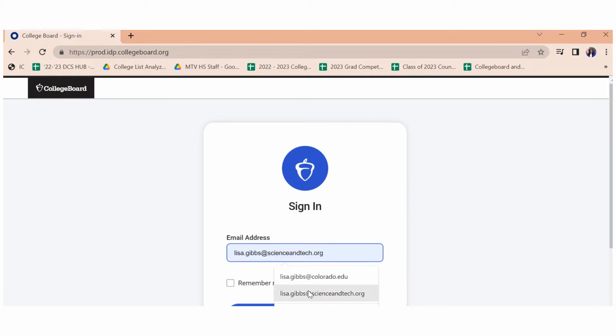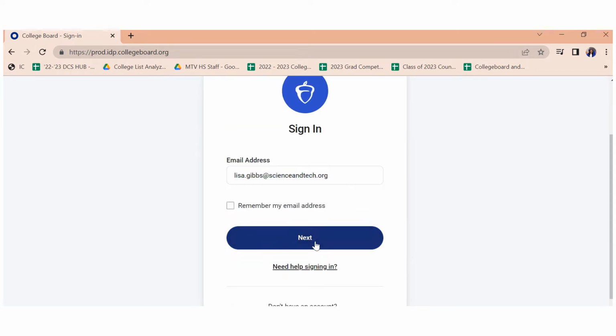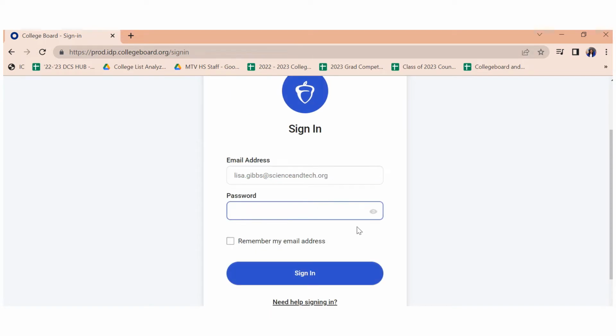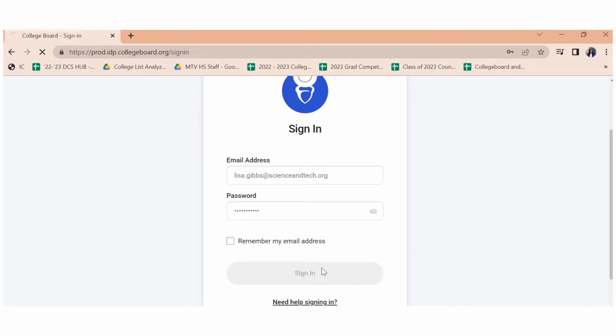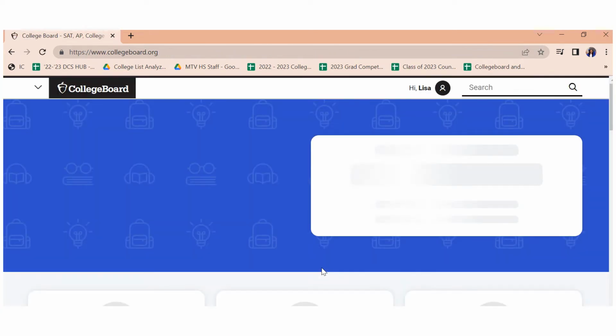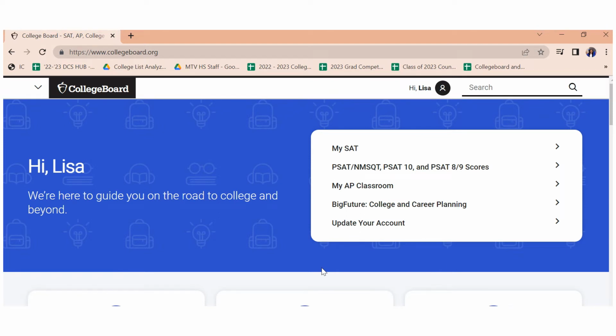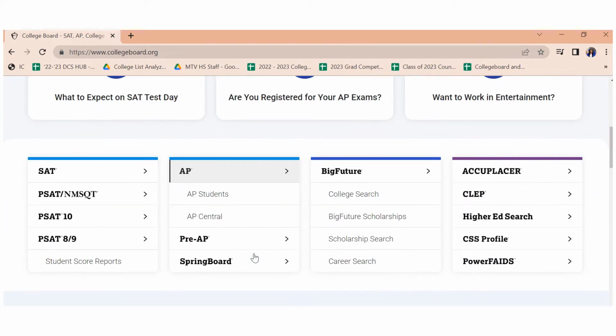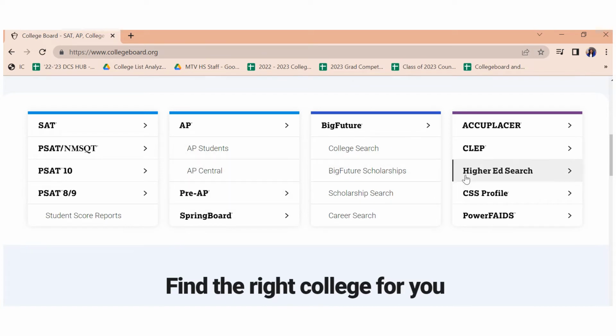And enter their email address as well as their password and click sign in. And then students will get to the main College Board dashboard. And what I recommend doing, what I find the easiest, is just scrolling down to the bottom and going over to the right-hand side and clicking on the CSS profile.